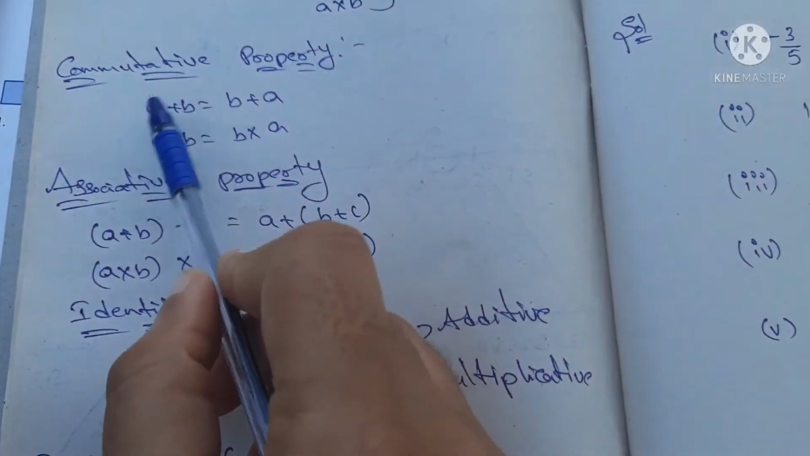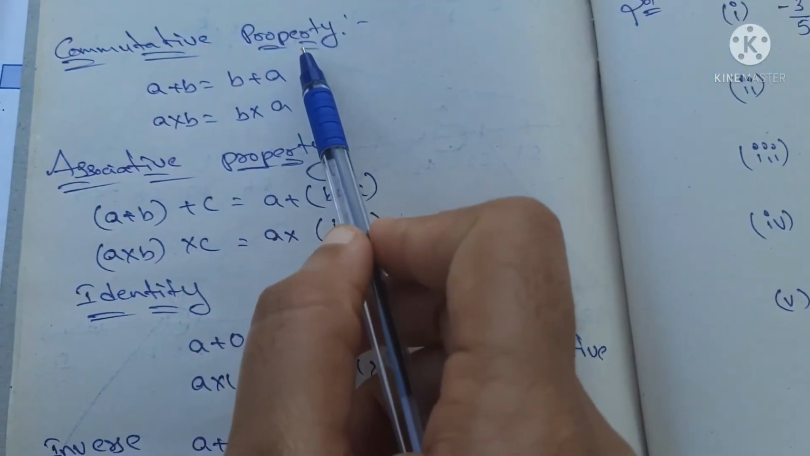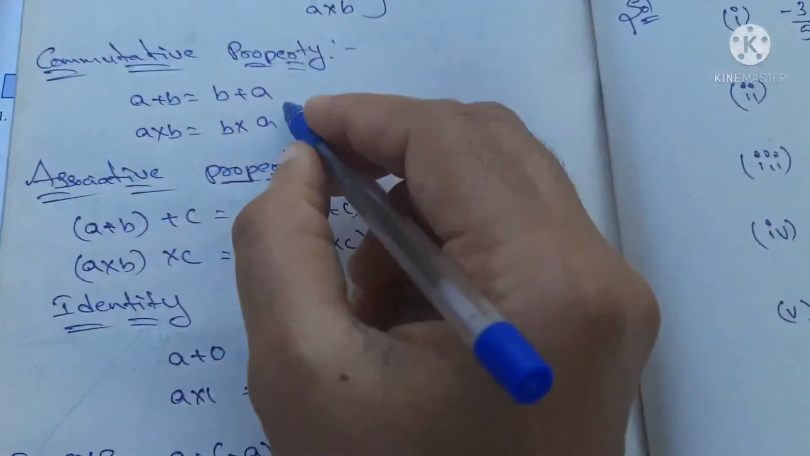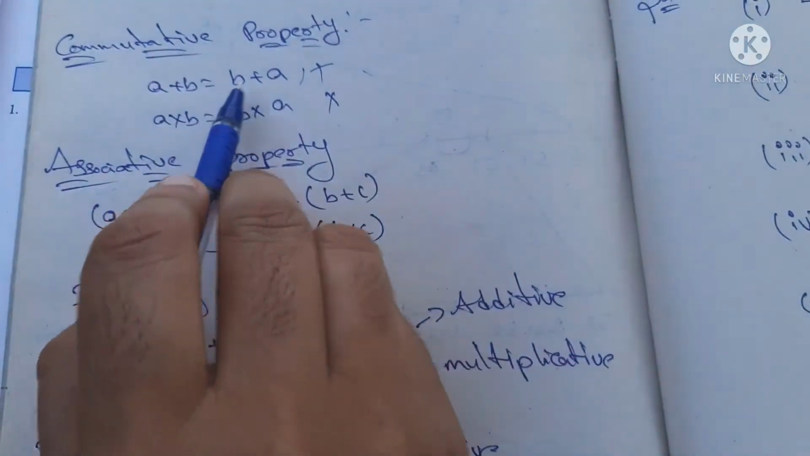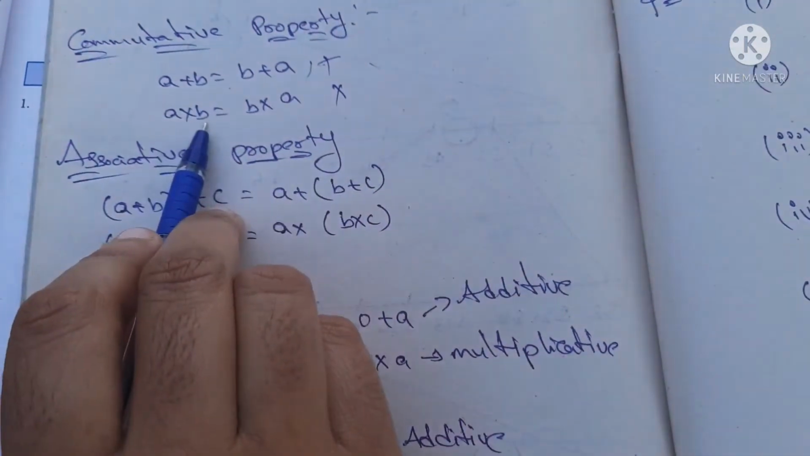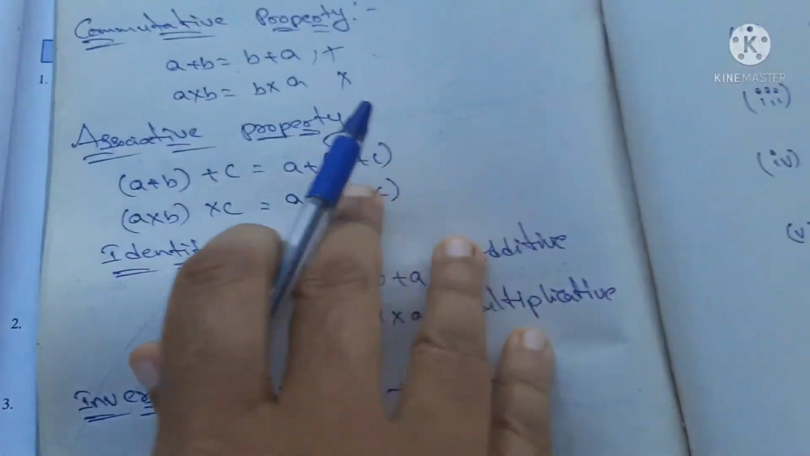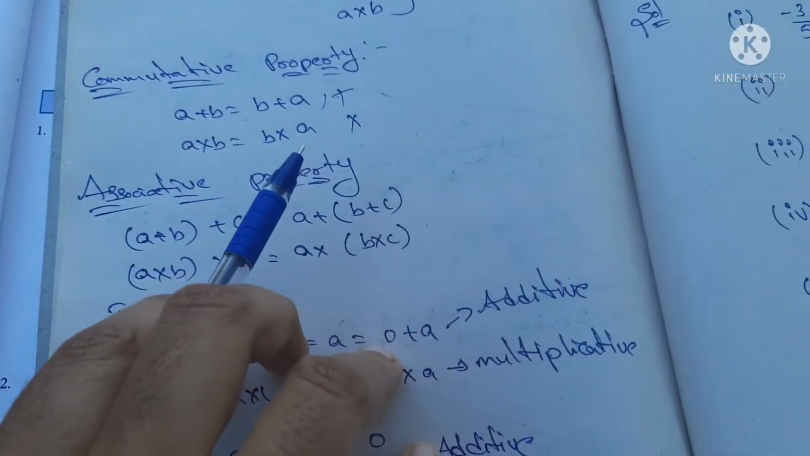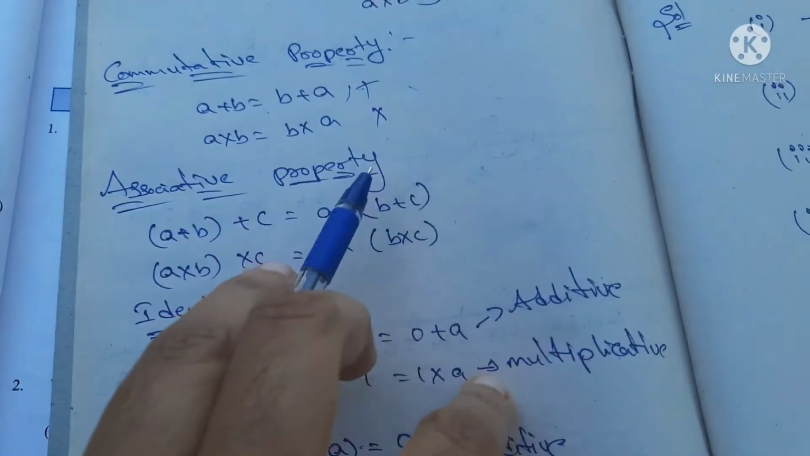And second one, commutative property. What is meant by commutative property? Rational numbers satisfy commutative property under addition and under multiplication. a plus b equals b plus a, or a into b equals b into a. For subtraction and division, commutative property does not satisfy on rational numbers. Is it clear? And next one, associative property.